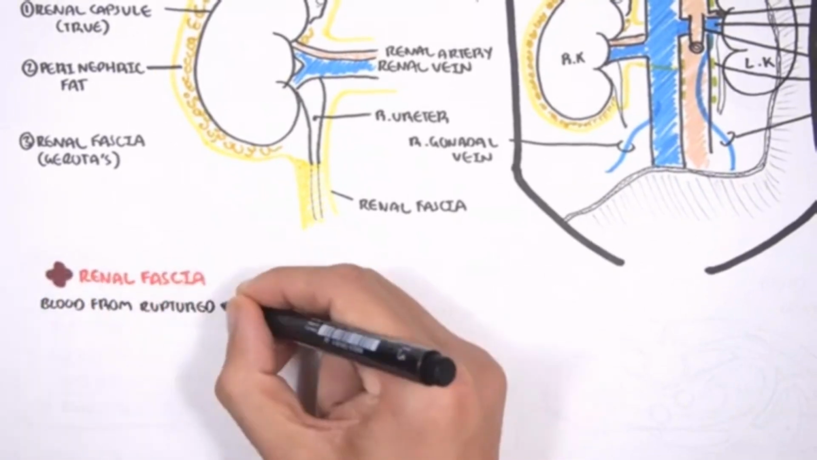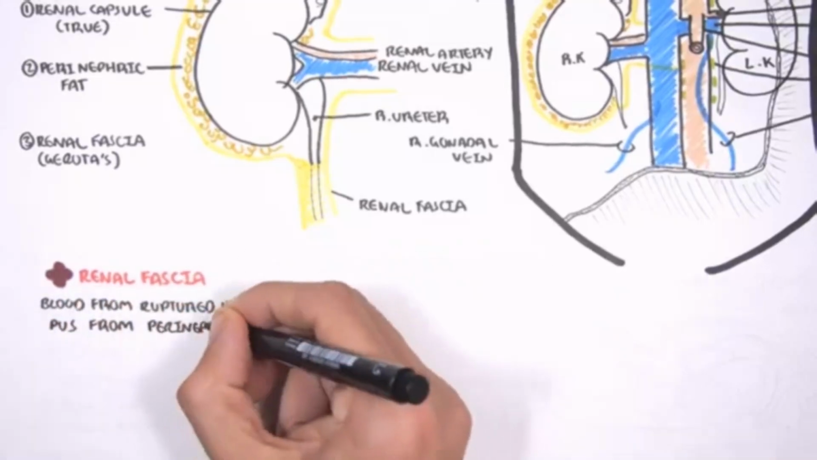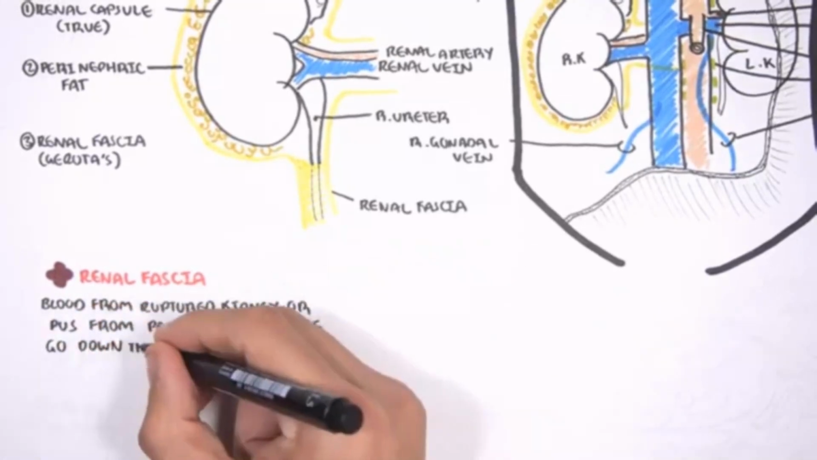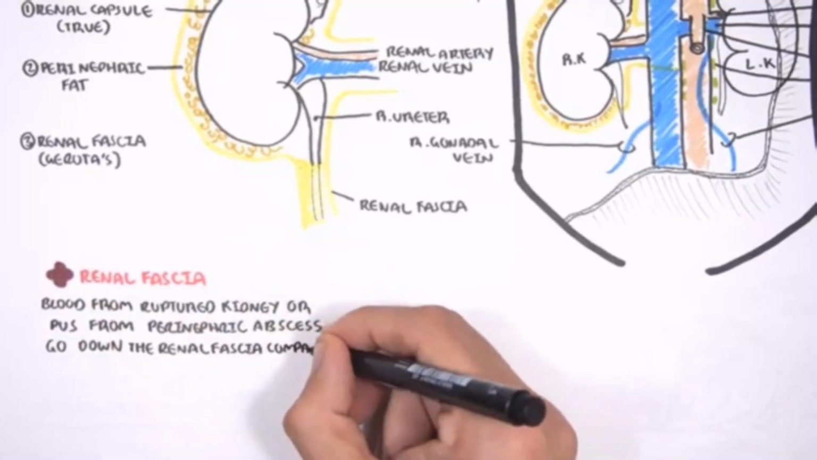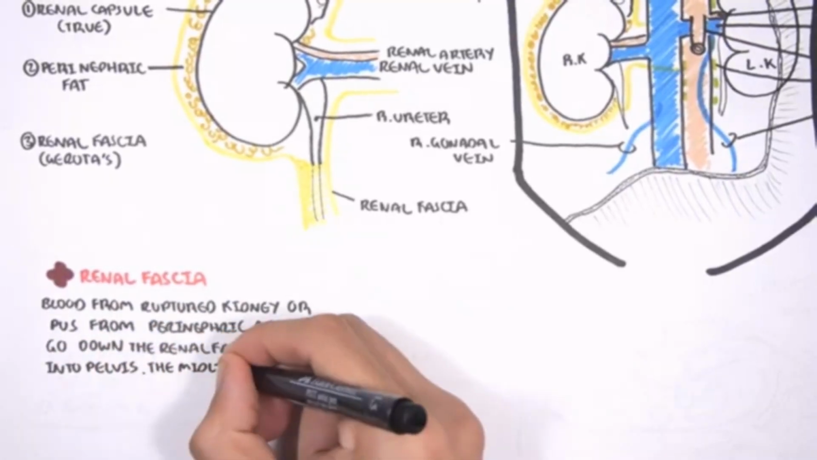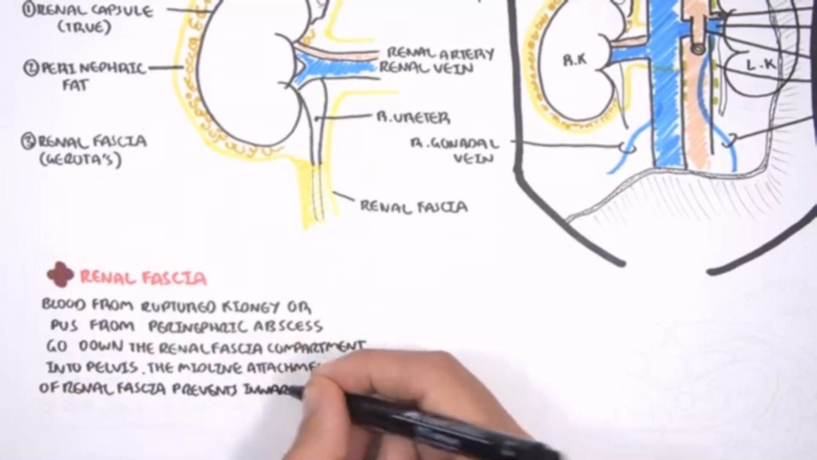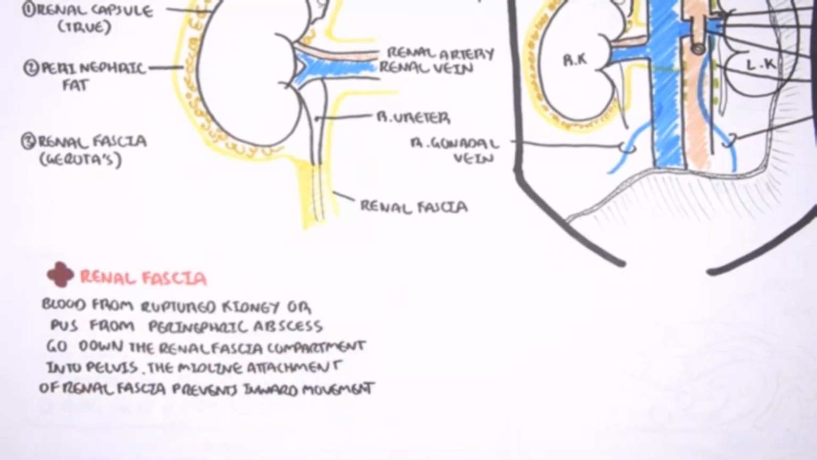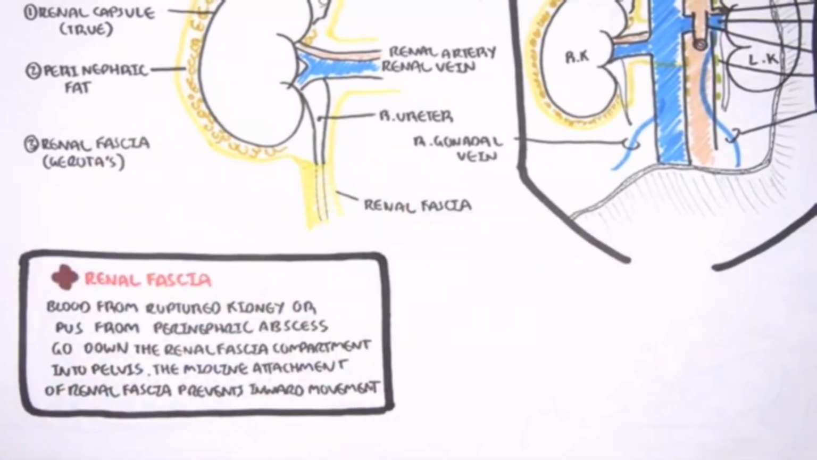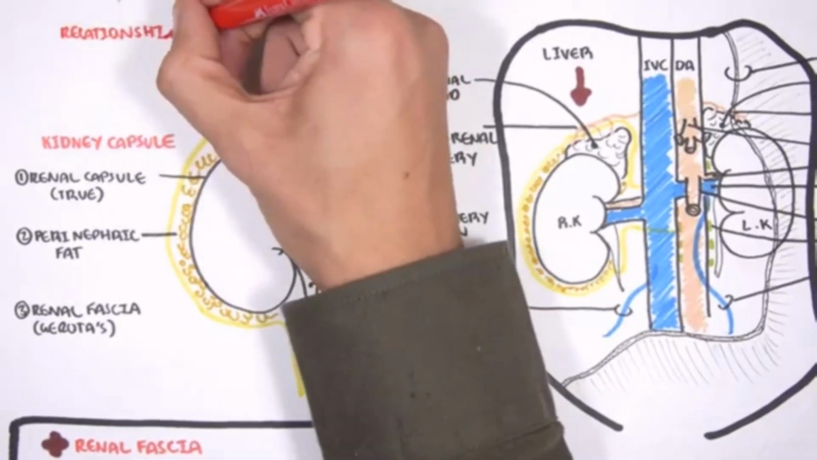Blood, for example, that ruptures from the kidney, or pus from a perinephric fat abscess, for example, can go down the renal fascial compartment into the pelvis. The midline attachment of the renal fascia to the large vessels prevents the movement of these collections medially. And so rather than moving medially or sideways, the collection will go down towards the pelvis and so can cause pain in the pelvic region, for example.